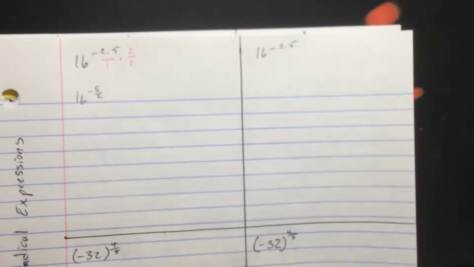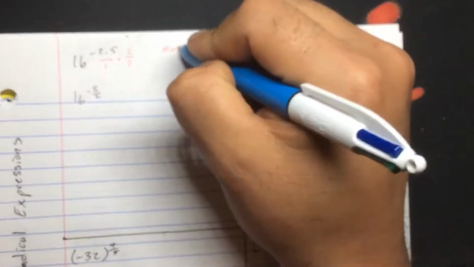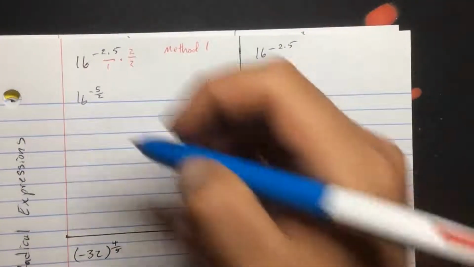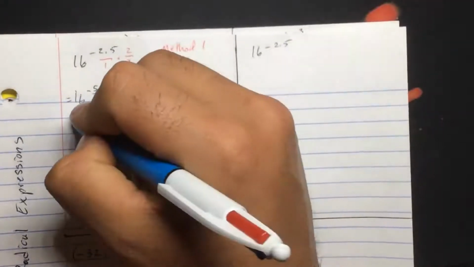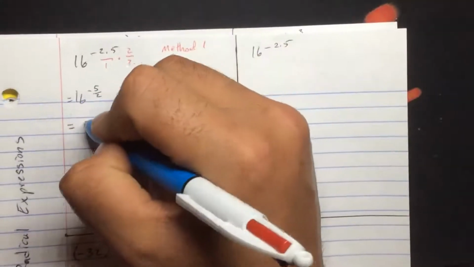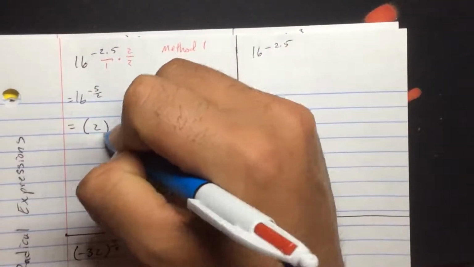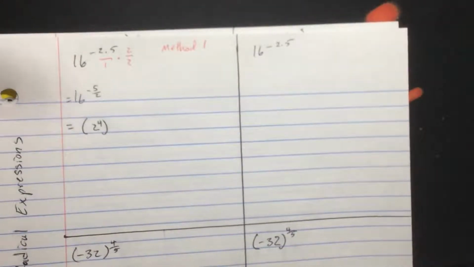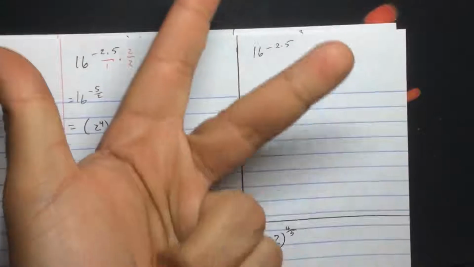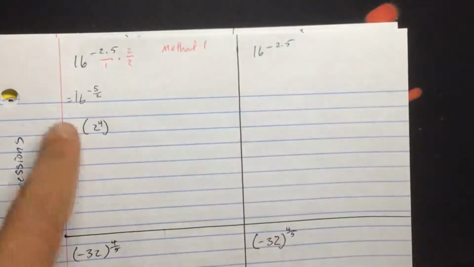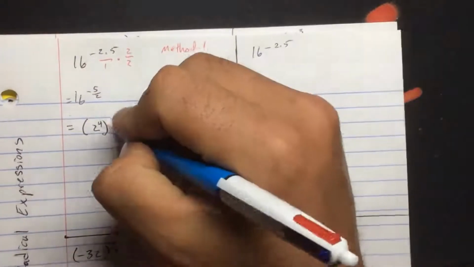This first method, we're going to call method 1. What we're going to do is change this, so this is going to be equal to this. We're going to turn our 16 into 2 to the 4th power, because 16 is 2 times 2 times 2 times 2, since 2 times 2 is 4, times 2 is 8, times 2 is 16. So that gives us our 4, but this is still to the negative 5 over 2 power.